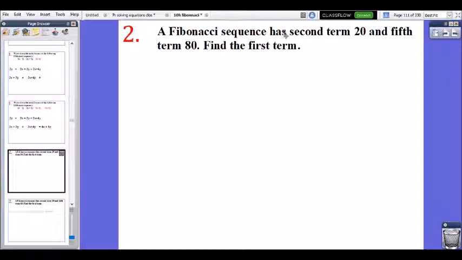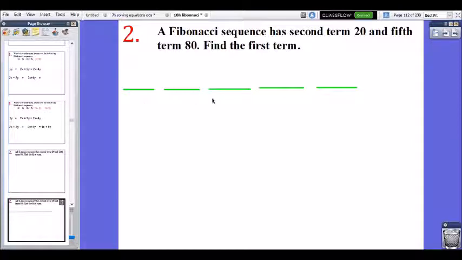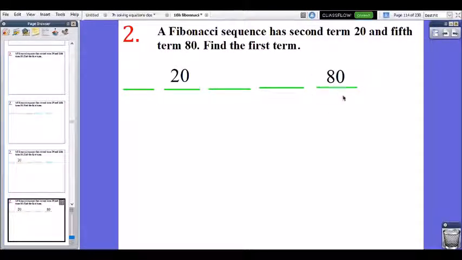So a Fibonacci sequence has a second term of 20 and a 5th term of 80. Find the first term. This one's not really as straightforward, so we're going to have to use some problem solving skills here. This sequence goes up to the 5th term, so I'm just going to write 5 blank spaces and fill in what I know so far. So I know that the second term is 20, so let's add a 20 in that second space. And I'm told that the fifth term is 80, so I'm just writing that there so I can see what I've got. Okay, so the question is, find the first term.